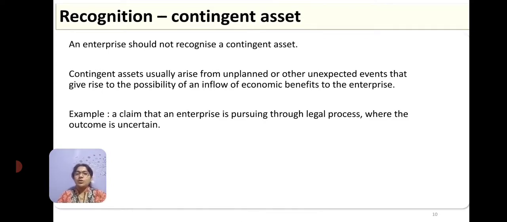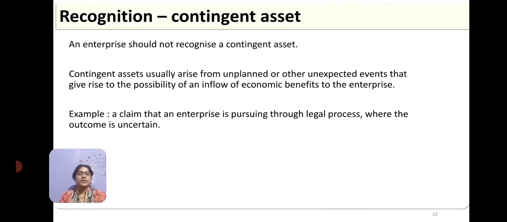An example could be a claim that an enterprise is pursuing through legal process where the outcome is uncertain. Like maybe there is a compensation case put on the company where the case is still going on. If your opponent wins the case, you may have to pay some compensation. If you win the case, you don't have to pay the compensation.